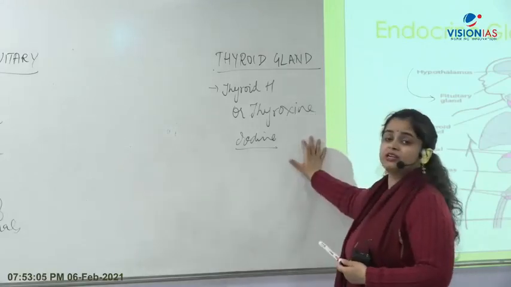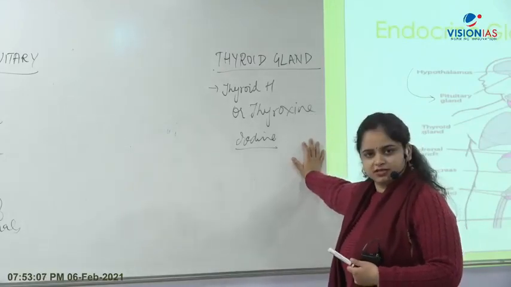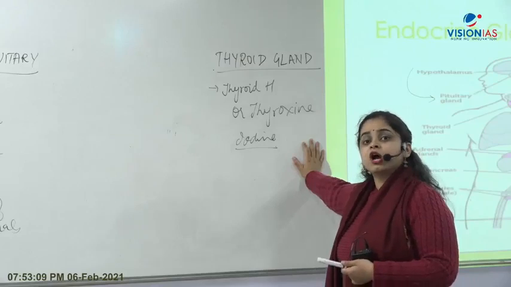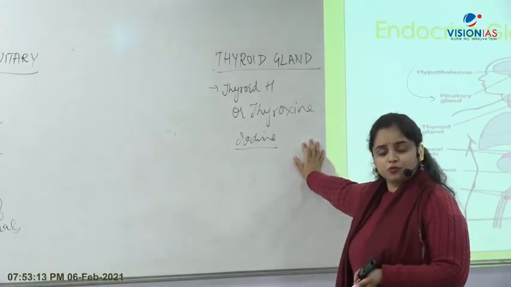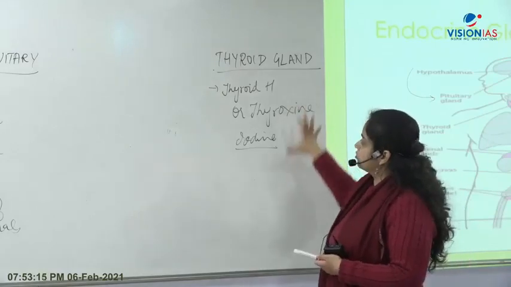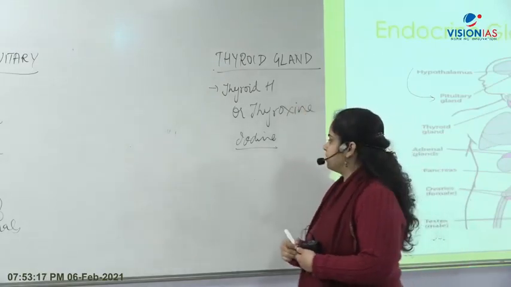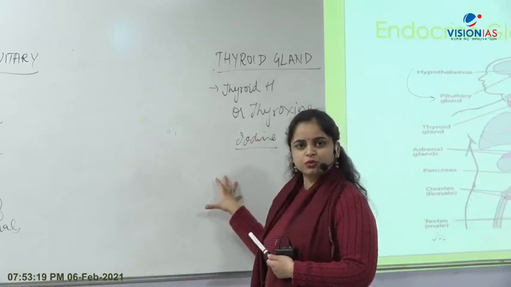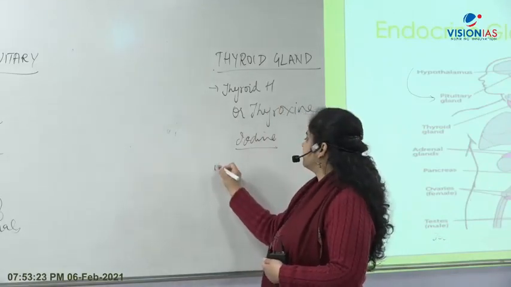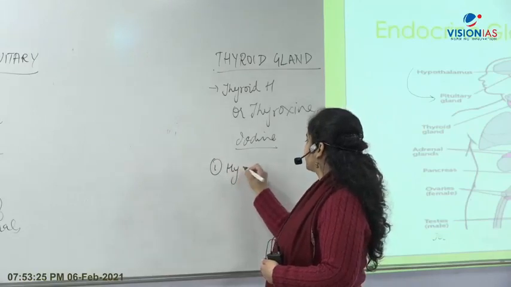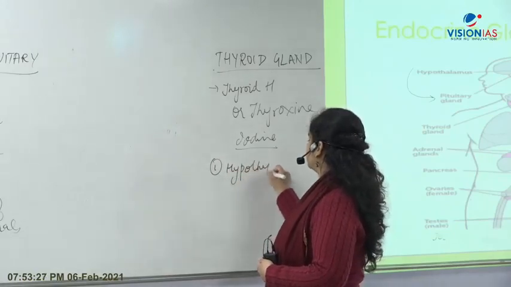Thyroid diseases are very common these days. You might have heard about a lot of people, maybe some in your family, maybe some of you also are struggling with it. So I'll just briefly tell you about this. There are two conditions associated with the malfunctioning of the thyroid gland. First is called hypothyroidism.